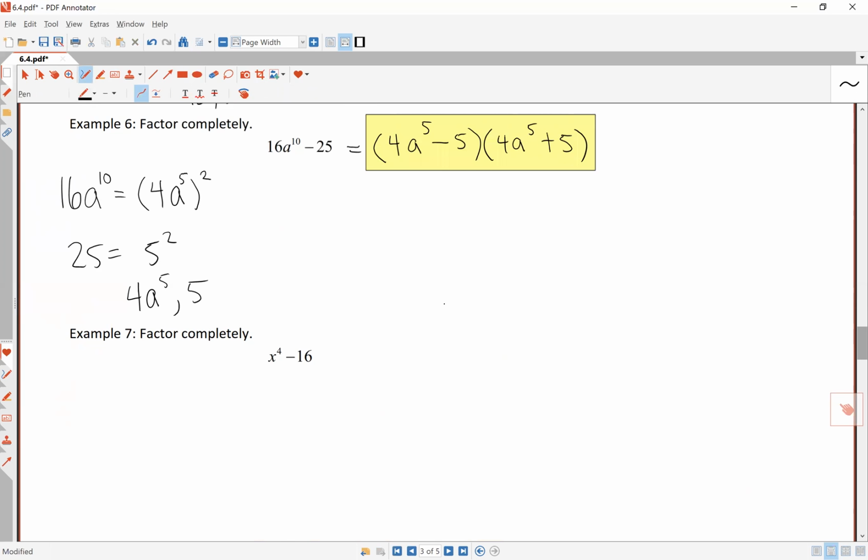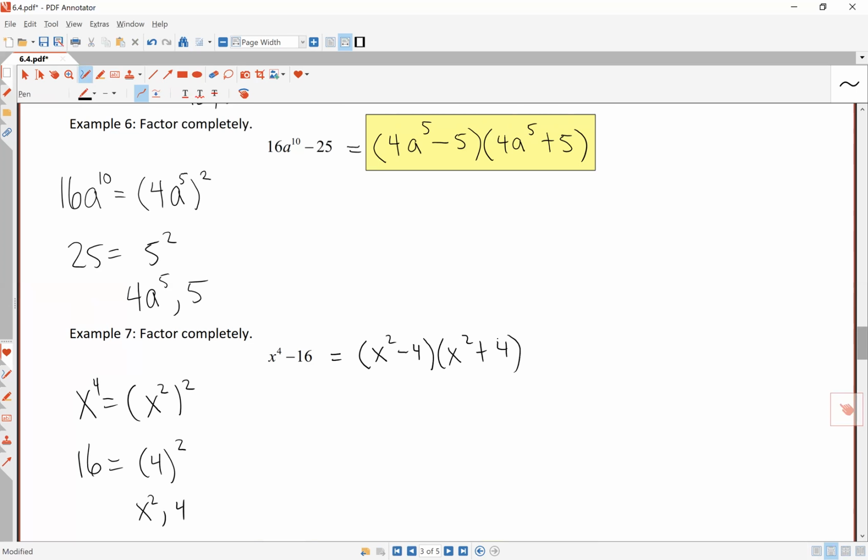Example 7, x to the 4th minus 16. X to the 4th, we want to write this as a perfect square. If we take 4 and divide it by 2, that gives us x squared. The first piece is an x squared. The second piece, 16, is the square of 4. Once we recover our two pieces, x squared and 4, we go ahead and subtract them, and we add them.